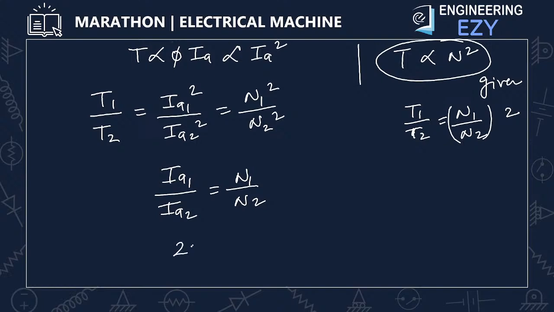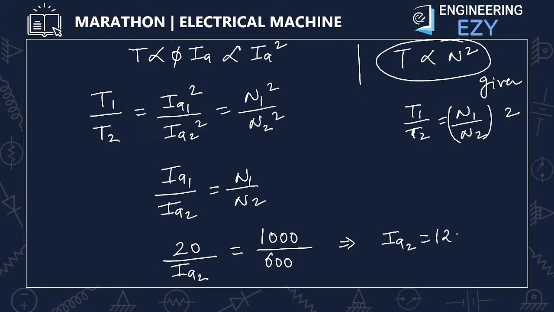Because Ia1 is given as 20 ampere, Ia2 we have to calculate. N1, the first case speed, is given as 1000 RPM and the second case speed is given as 600 RPM. So Ia2 is coming 12 ampere.